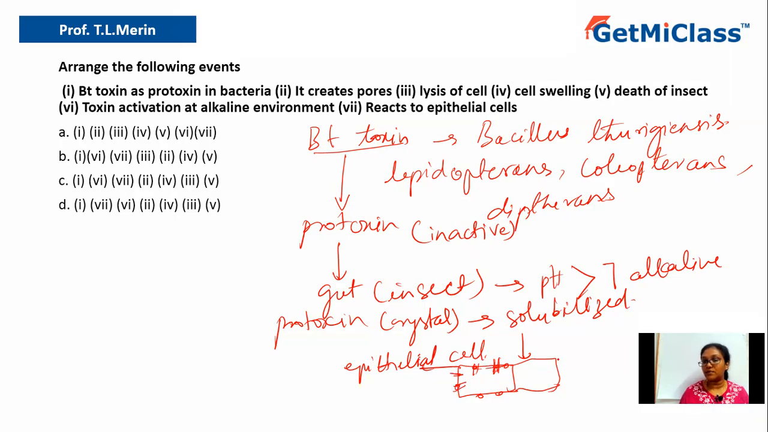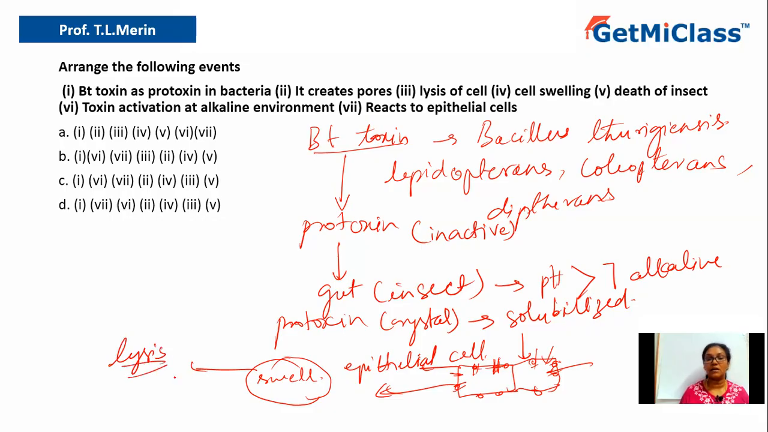Because it forms holes or pores, what happens? There is entry of the external liquid inside the cell, and the cell will swell up. And finally, lysis happens. Lysis in the sense bursting. Cell lysis will occur, and that's how the epithelial cells or the gut cells will die, and the entire organism will die. That is, the insect will die.